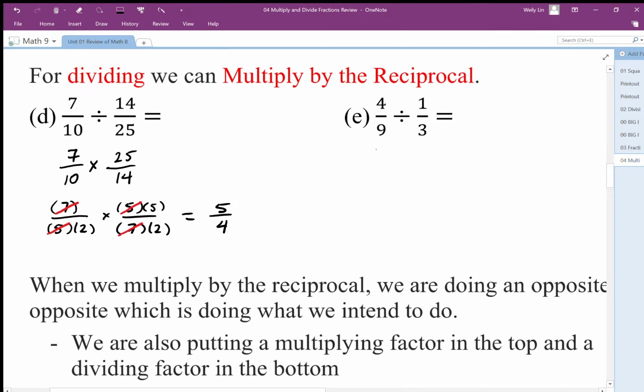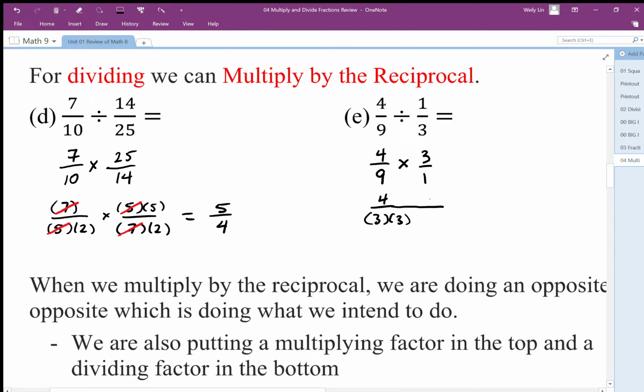So again, we're going to divide, so we're going to take that first fraction, just leave it as 4 over 9. We're going to do the opposite here, and then to compensate for that opposite, we're going to do another opposite. So we're going to flip the 1 over 3, which is the reciprocal, 3 over 1. So I'm going to write the common factors. There's a factor of 3 that I can cancel out.